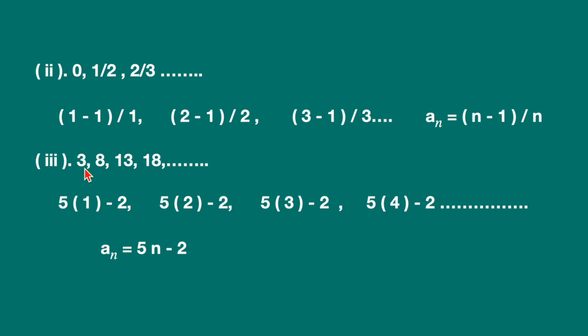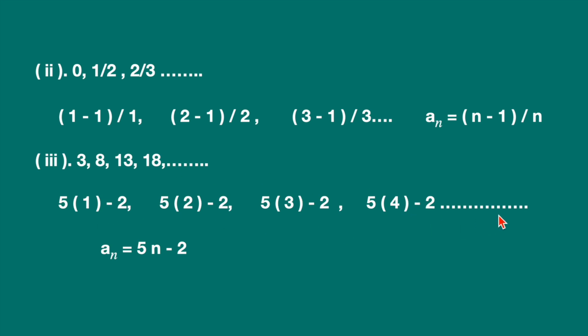So 3, how can we write? 5 into 1 minus 2. This will be 5 into 2, 10. 10 minus 2 is 8. This is 5 into 3 minus 2. 5 3s are 15. 15 minus 2 is 13. 5 4s are 20. 20 minus 2 is 18.